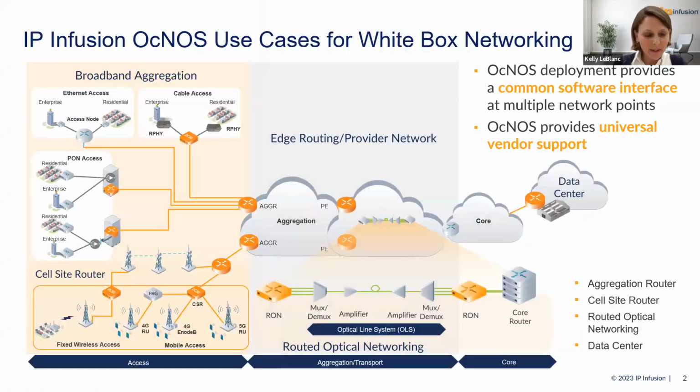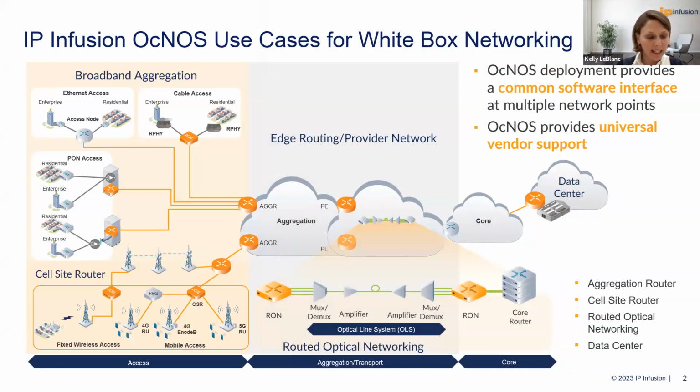So for some background, IP Infusion is a provider of network disaggregation with our network operating system, which is called OcNOS. OcNOS offers an alternative to legacy equipment with end-to-end use cases for access, aggregation, transport, and all the way to the data center with the same OcNOS software.